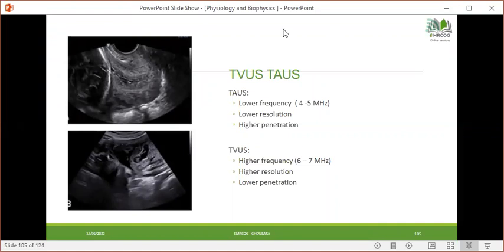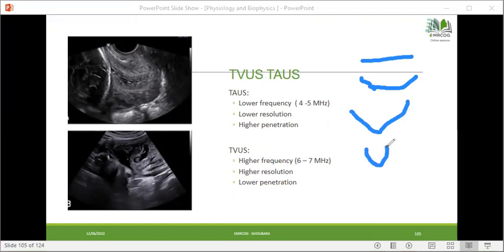Transabdominal probes are usually curvilinear, like this. Curvilinear means they are not straight, like the cardiac and the vascular probes, and they are not totally convex, like the vaginal probe. It's like this. Curvilinear means it is curved and also somehow wide in curvature. Okay?